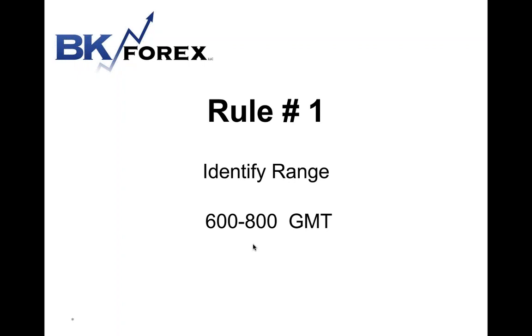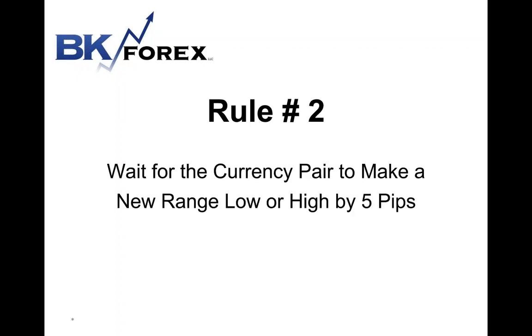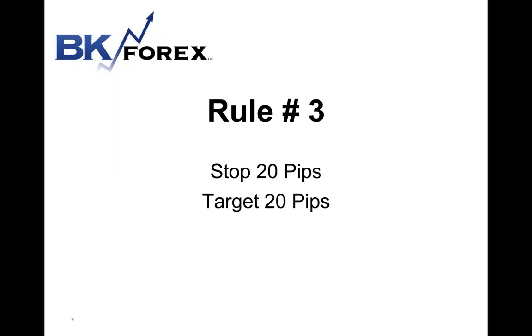So let's consider this London break idea. First and foremost, we identify the range, which is between 6 and 8 GMT, obviously before all the news hits in Europe, right? We are looking now for the currency pair to make a new range low or range high by 5 pips. In other words, we're looking for that range to get broken to the upside or to the downside, but at least by 5 pips before we commit any capital to the idea. But if it does break by about 5 pips, we're looking for a momentum move. We're looking for it to continue in the direction it wants to go with a stop of 20 and a target of 20.